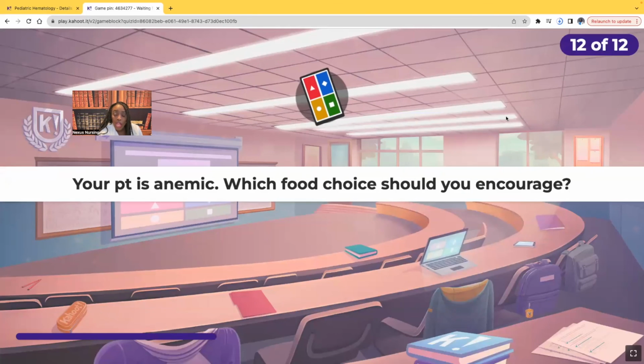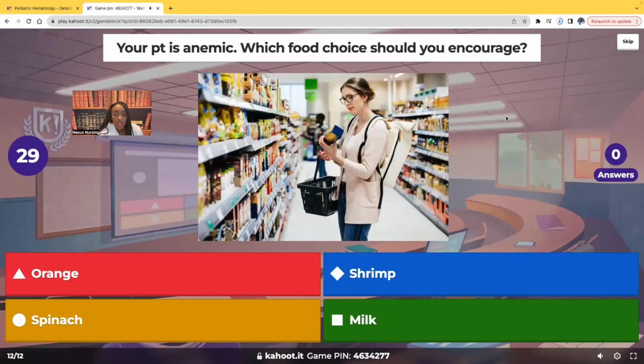Last question. Your patient's anemic. Which food choice would you encourage? Would it be orange, shrimp, spinach, or milk? Your patient's anemic. Which food choice would you encourage?